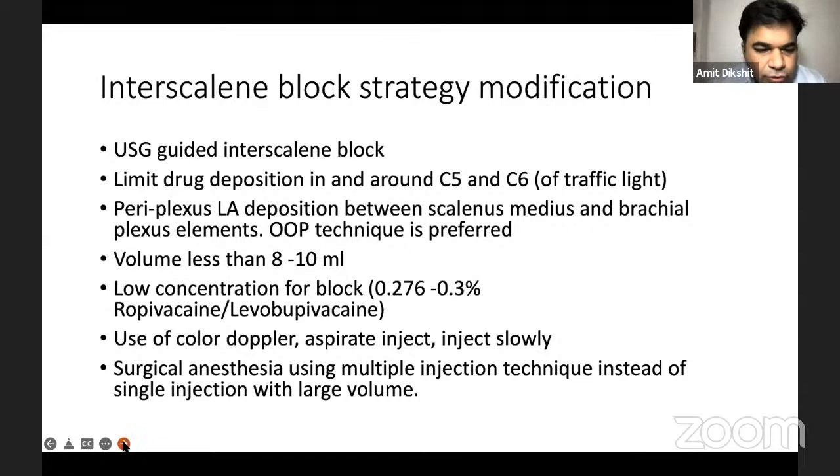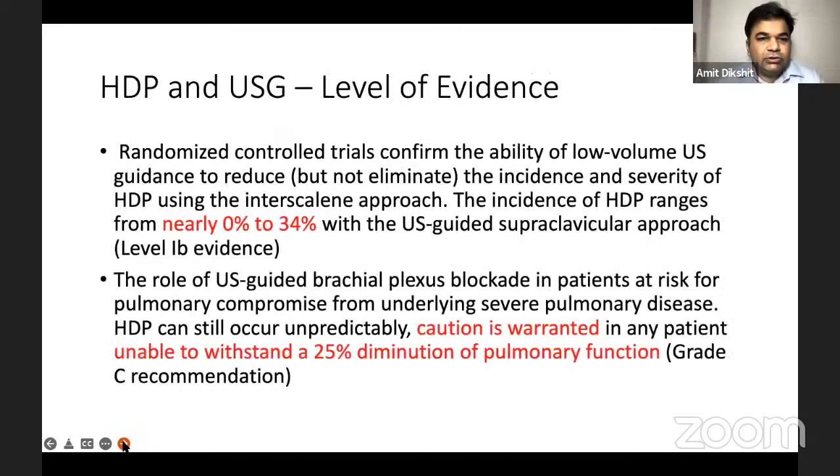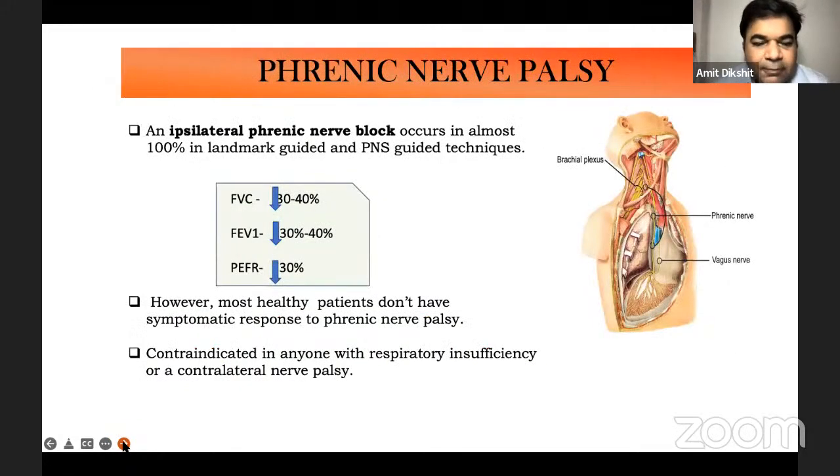Please, please. Yeah, so use of color Doppler is a good idea. Aspirate, inject very slowly, and surgical anesthesia can be achieved with multiple injections instead of a single injection with large volume. Phrenic sparing strategies is a very commonly discussed topic in all RA conferences, and we should be careful in all these interstitial lung disease patients, CKD patients, and patients with respiratory compromise. There is good evidence we should take proper care, and even a 25% decrease in functional residual capacity can be detrimental to the patient.